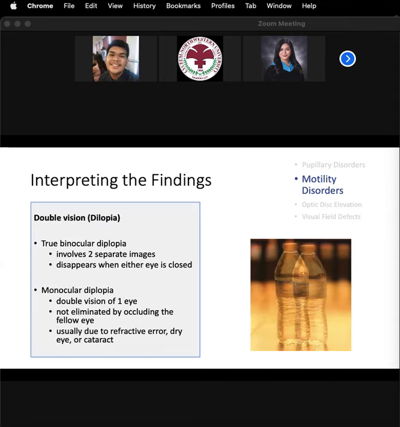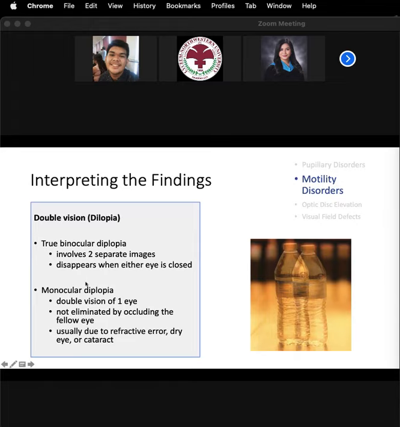So, double vision or diplopia. Sometimes patients come into your clinic and complain of double vision. After a thorough neurologically oriented history, you differentiate if it's binocular diplopia or monocular diplopia. In true binocular diplopia, you have two separate images.